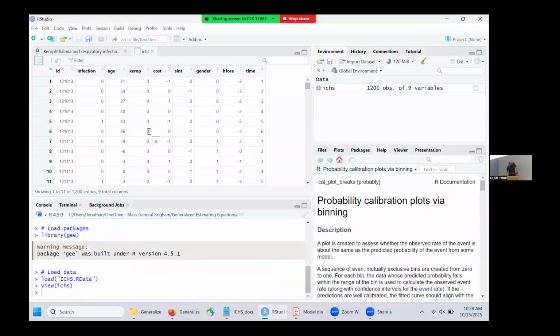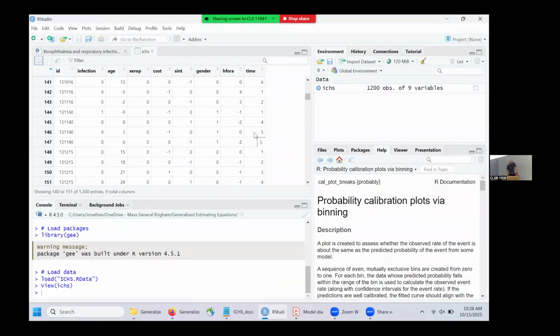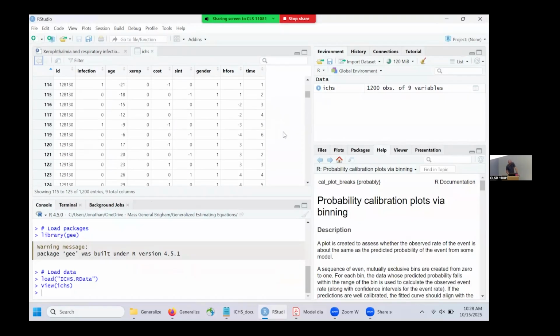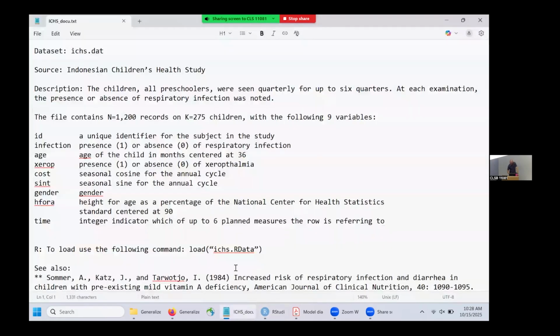Xerophthalmia is a 0 or 1. We have the 2 cosine and sine time variables, gender, height for age, and then time. So this is indicating which visit it is, so it could be 1 through 6. And if we scroll down, we will probably encounter some missing values, like 1, 4, 5, 6. So this person did not go to their second or third visit for whatever reason. Also, height for age is there. It's negative, centered at 90.